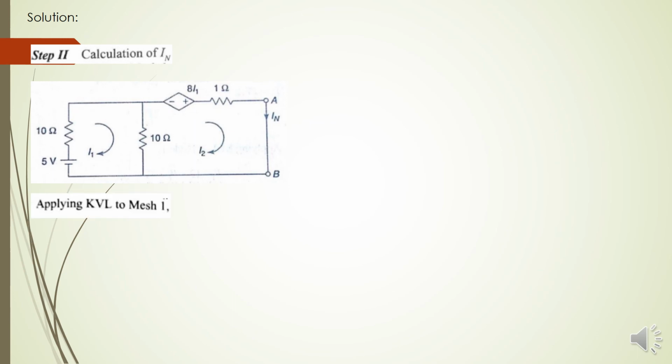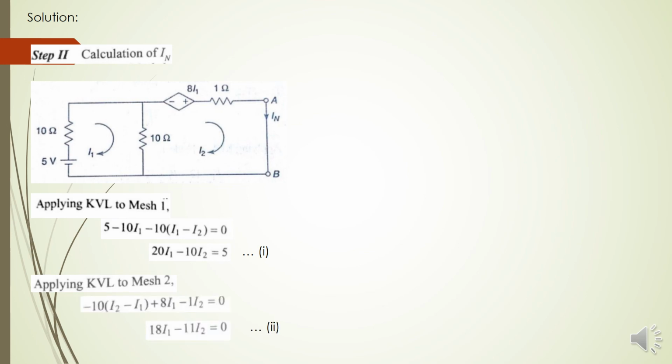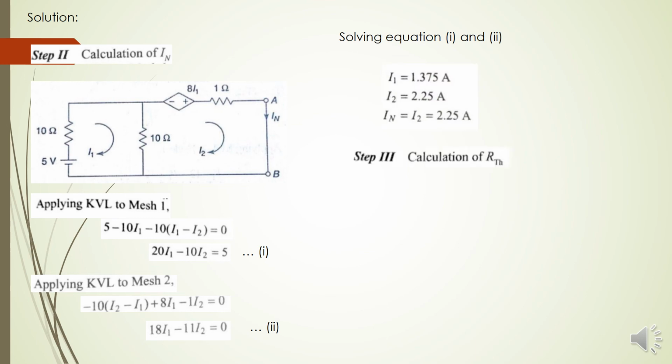Now the next step is to calculate the Norton's current. Apply KVL to mesh 1 and mesh 2. You will get two equations. Solve these two equations simultaneously. Then you will get the value of Norton's current. Step 3 is to calculate RTH. We know that RTH is VTH by IN. Simply substitute the values of VTH and IN. Then step 4 is Thevenin's equivalent network.